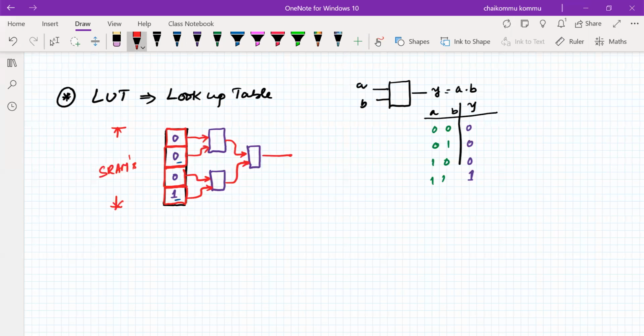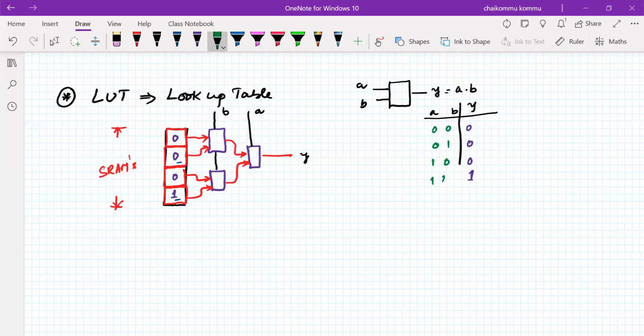So what is my output here? What are the variables here? I need to consider the variables at this point. For example, this is A and this is called B. This is my output Y.